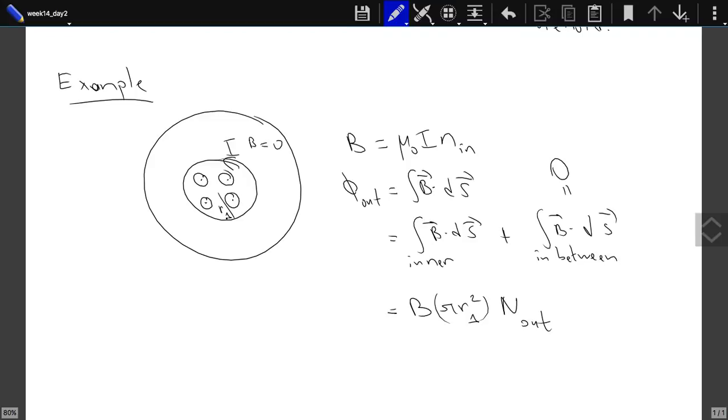I was thinking of using the magnetic field inside and the area of the outer solenoid, the whole thing. But the problem is that the magnetic field is not uniform everywhere. So there is one region where the magnetic field lines are uniform. There is another region where the magnetic field is still uniform because there is zero magnetic field. It's uniform.